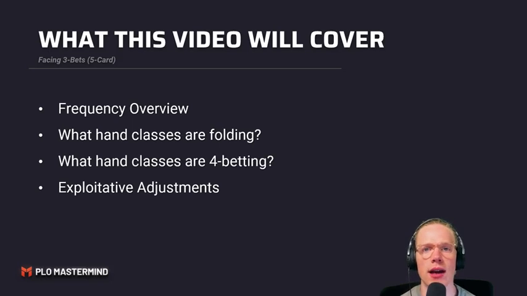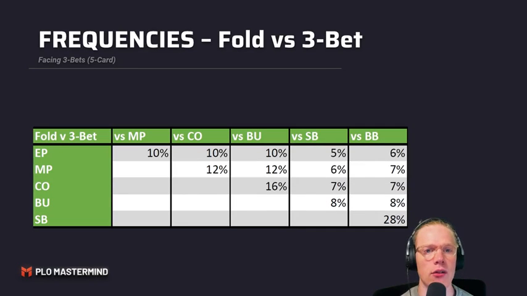So we'll start off with a little table here looking at our fold versus 3-bet frequencies. On the left-hand side is the position that we open raise from, and the top bar is going to be the position that is 3-betting us. The first thing that you'll notice is that we are not doing a lot of folding to 3-bets in general, especially when we are in position. Very, very little folding versus 3-bets when we are in position and the blinds 3-bet us. But even when we are out of position post-flop, we are still not going to do a lot of folding.